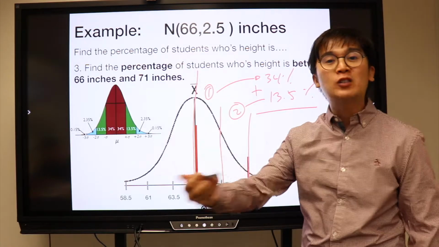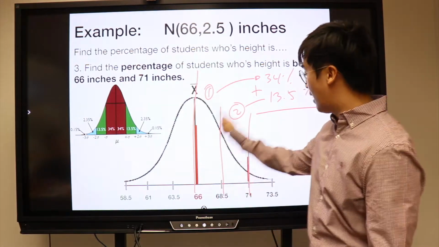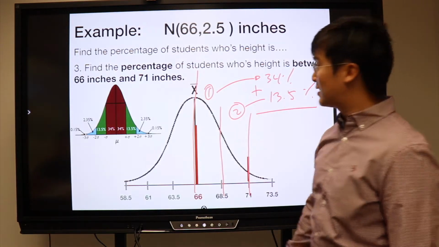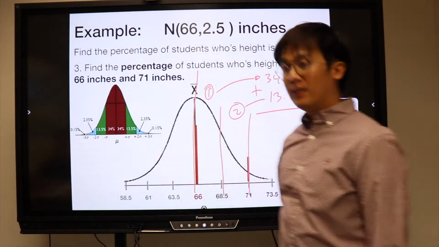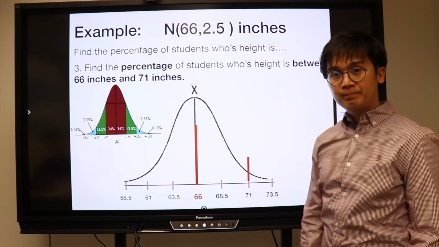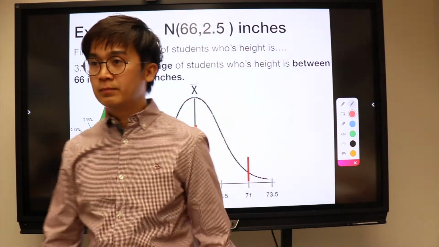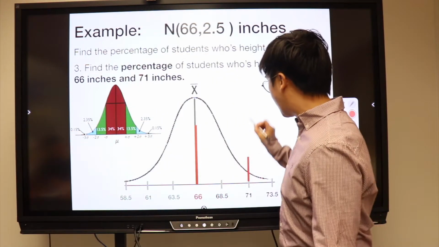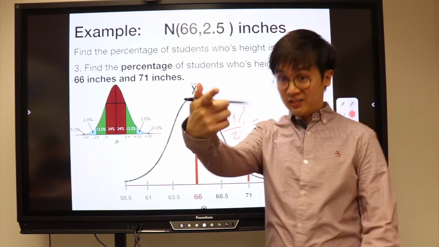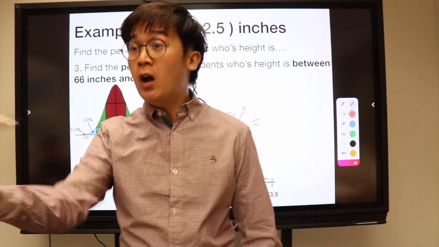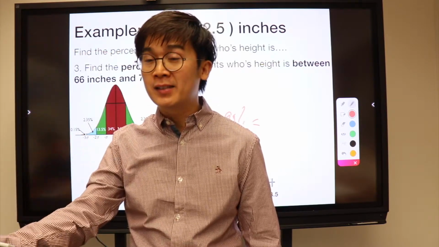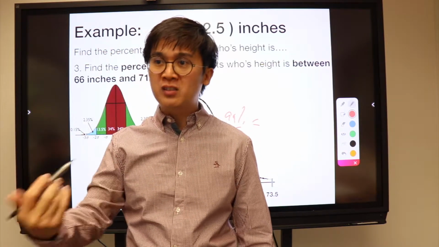If we're going to write our answer in sentence form: about 47.5% of students have a height between 66 and 71 inches. You know what I did? I grabbed the 95%, divided it by 2, and it gave me the result of 47.5. Yes, of course, because that is also a correct mathematical way to approach things. We have several ways we can approach these math problems.